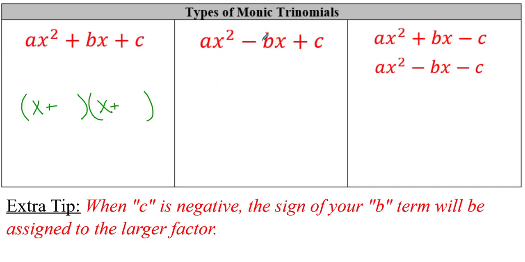The second one, I got a negative b term, but again, my c is positive. Okay, so positive c and positive c.